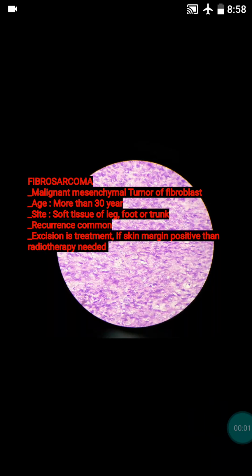Hi friends, today I will discuss one important case with you, that is fibrosarcoma. It is one of the rare tumors.